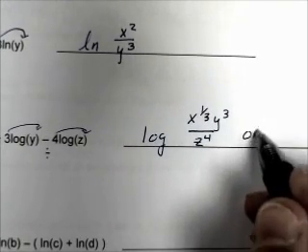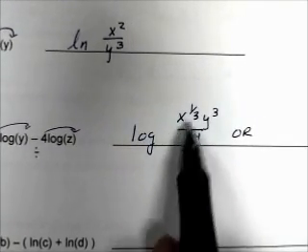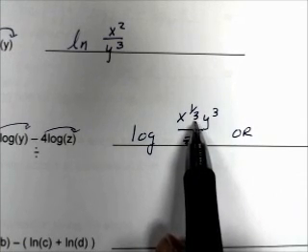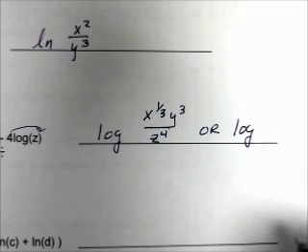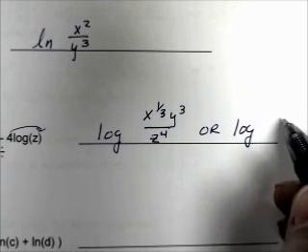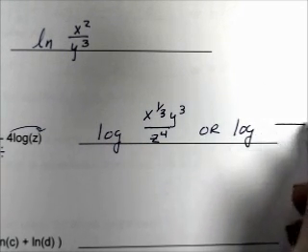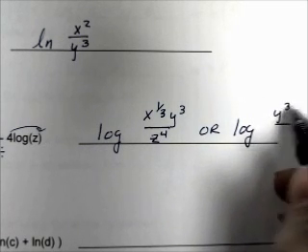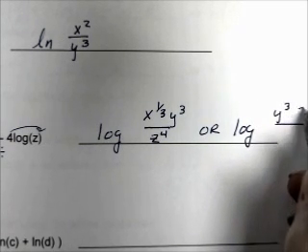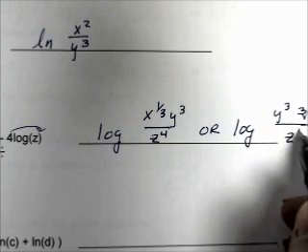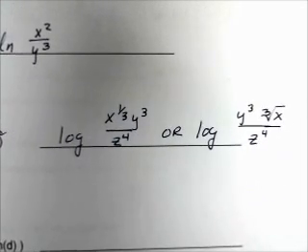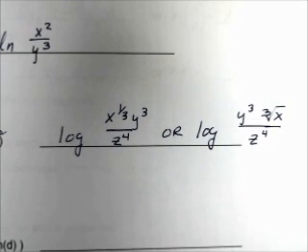Okay, or the other way of writing this, x to the 1/3 is equivalent to the cube root of x. So log of cube root of x, and most likely standard form would be to write the y to the third followed by the radical cube root of x all over z to the 4th. So we condense it all to one single log.